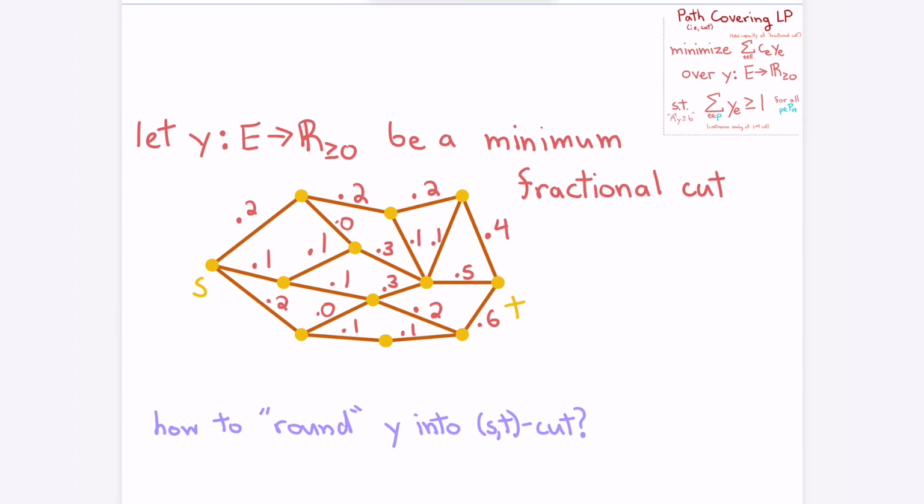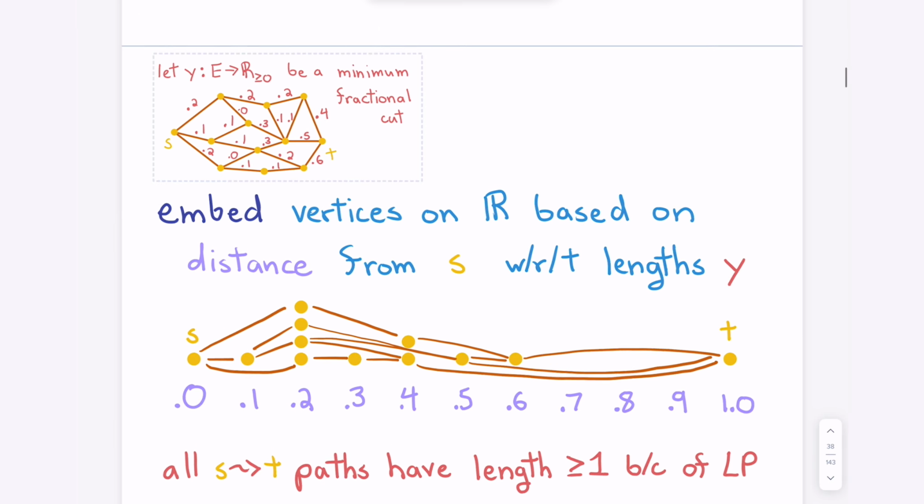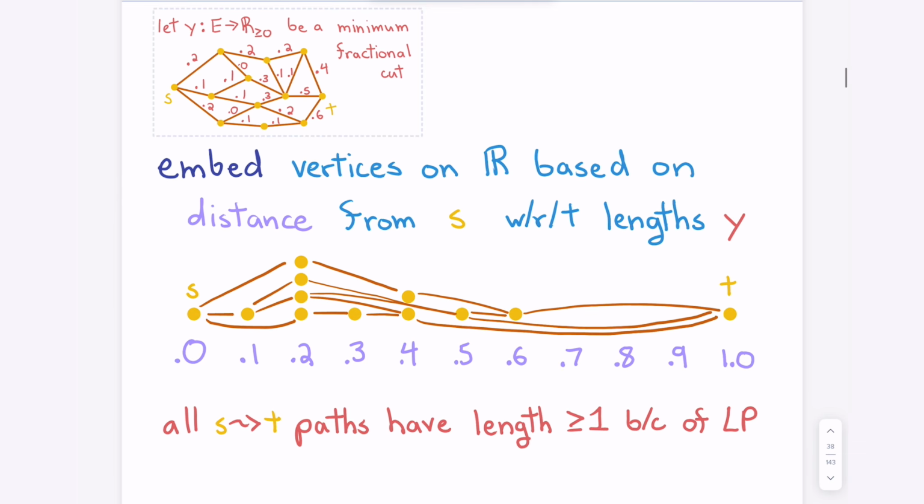Okay, how about a hint? Step one: I'm going to embed all the vertices on the line based on their distance from S. I'll just run Dijkstra's algorithm starting from S or something. This vertex is 0.1 away. These three vertices are 0.2 away, and so on and so forth. Whether it's accurate to the previous picture, I'm not sure, but okay.